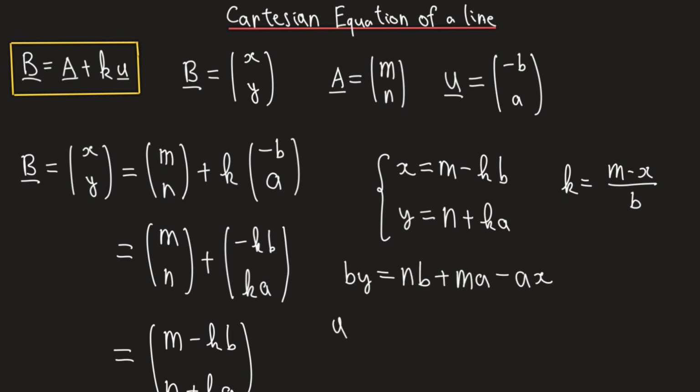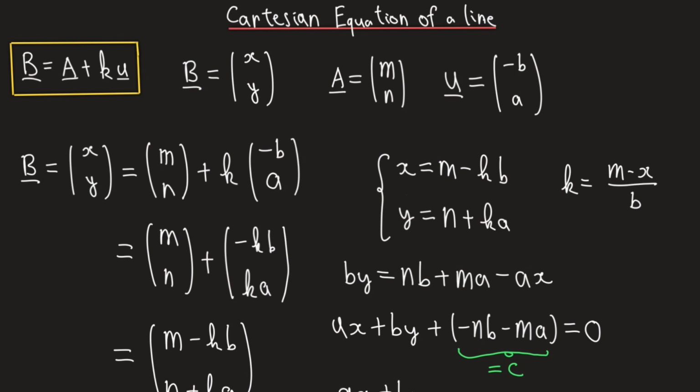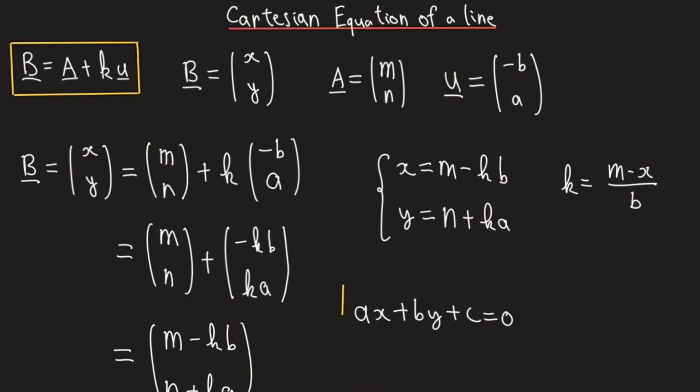Rearranging the terms, we get ax plus by minus nb minus ma equals 0. And if we write this expression here as c, so this is equal to c, we get that ax plus by plus c equals 0. And so this right here is what is known as the Cartesian equation of a line.